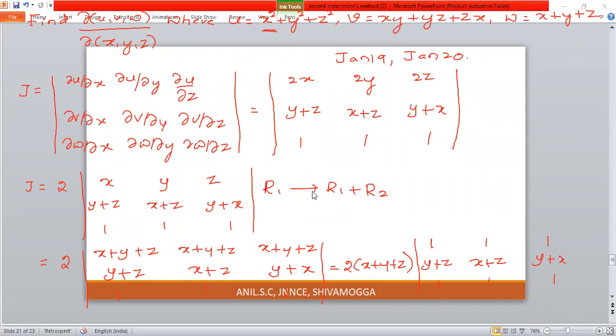1, 1, 1. What is the value of this determinant? Two rows are identical. Therefore, the value of this determinant must be 0. 0 into anything is 0.